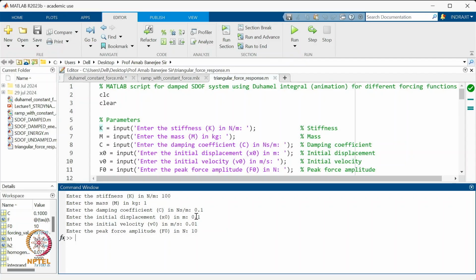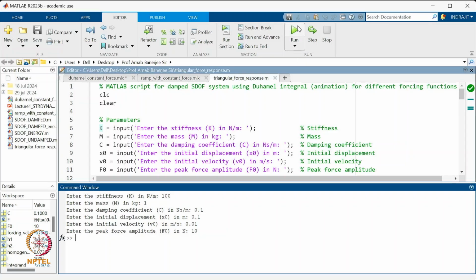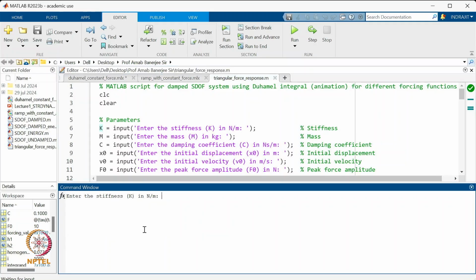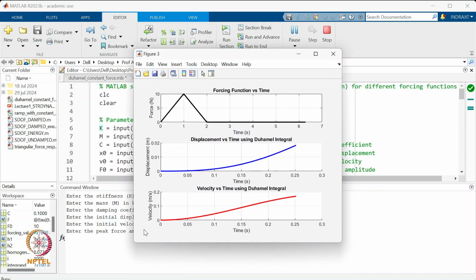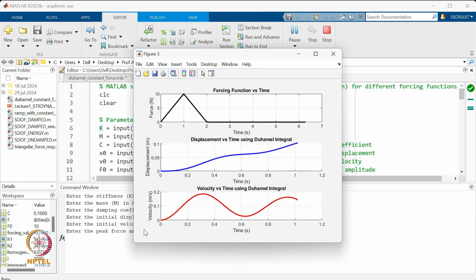Previously I put the damping coefficient as 0.1, maybe I should put it somewhere like 1 or something. Let's see. Stiffness 100, mass 1, damping coefficient 1, initial displacement I can put 0 also. So 0, 0, force 10. Okay, 20.